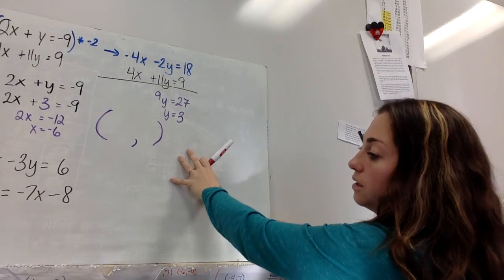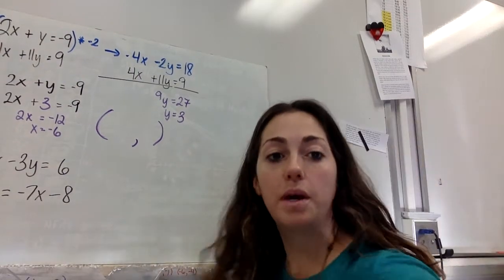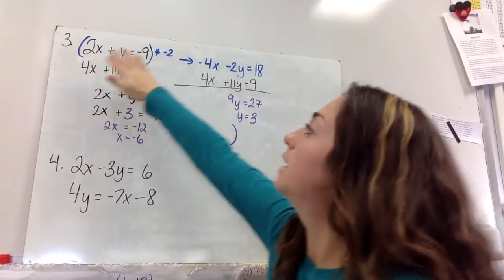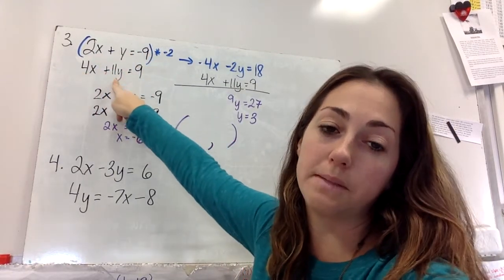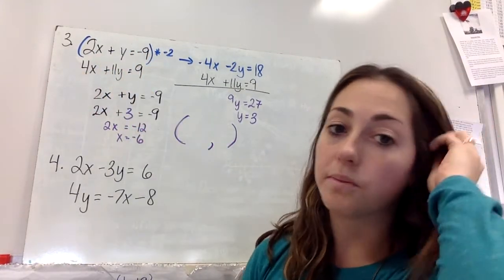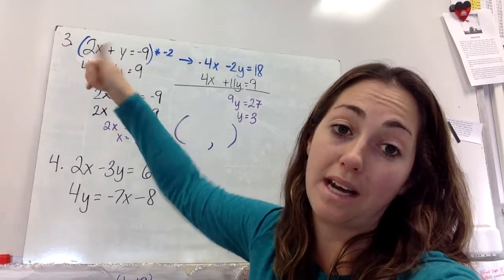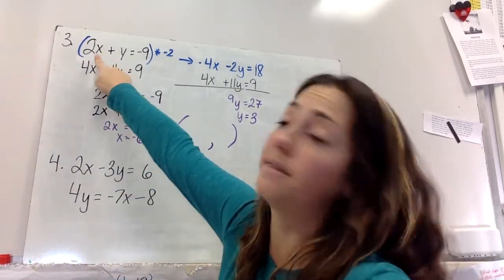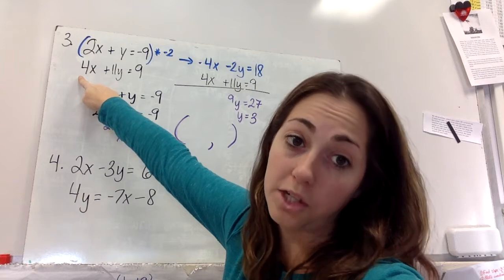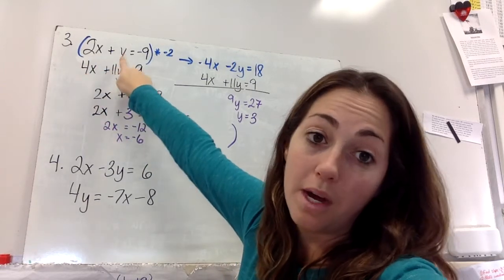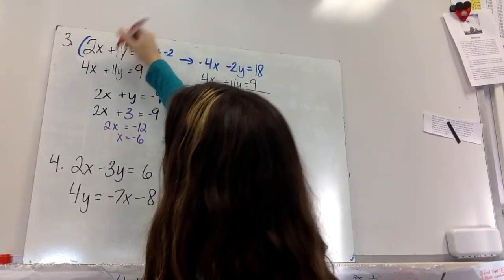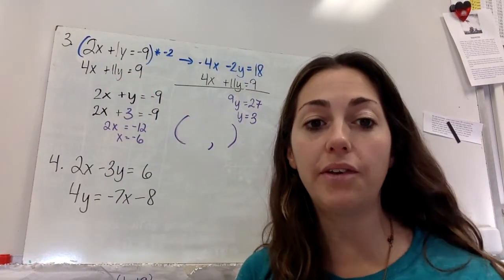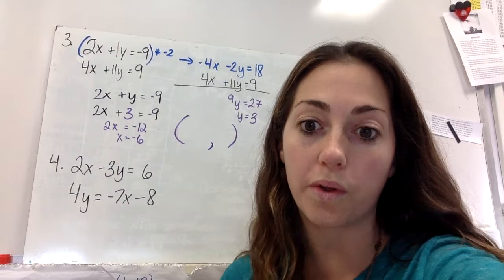All right, fix that. So number 3, we've got in black here 2x plus y equaling negative 9 and 4x plus 11y equaling 9. So I'm looking at my coefficients. First of all, they're both in standard form. Sweet. Now, do I have the same but opposite for my coefficients? Well, I have a 2 and a 4. Nope. And what's my coefficient here? It's a 1 and an 11. So neither case has the same or the opposite.